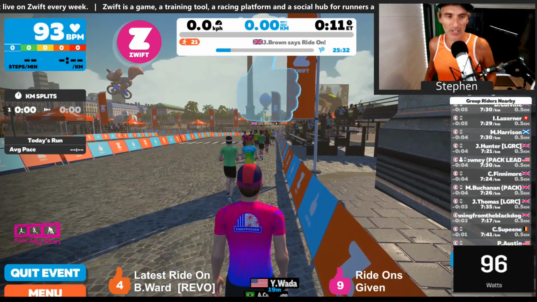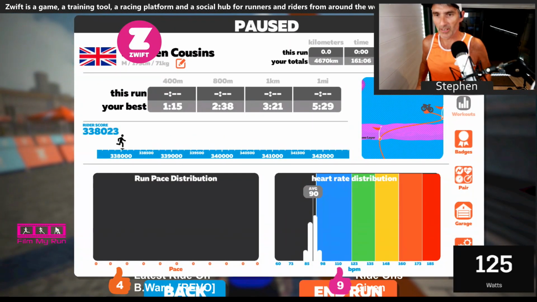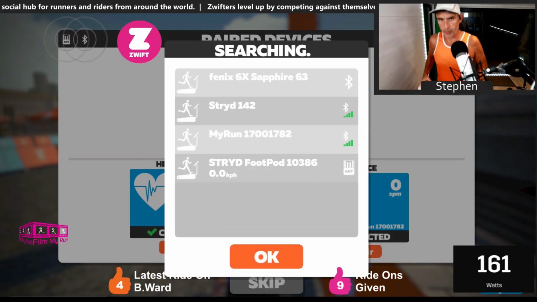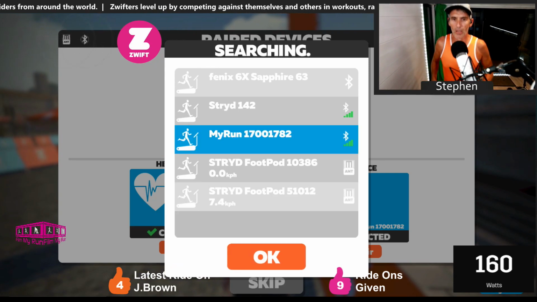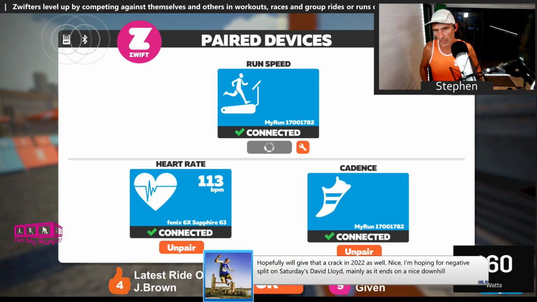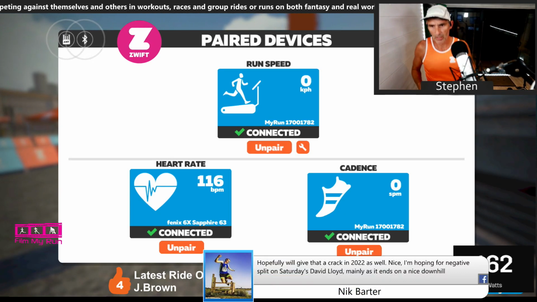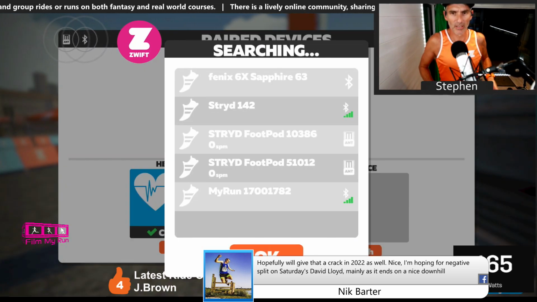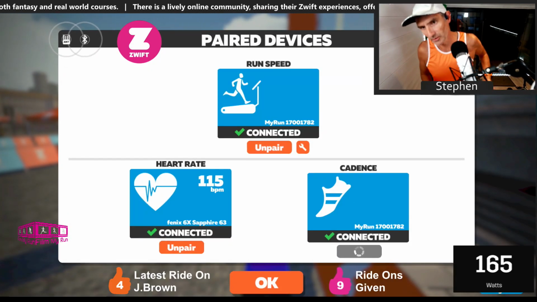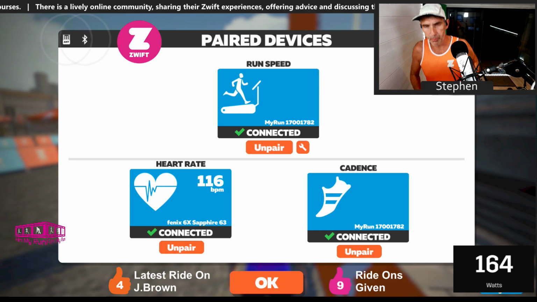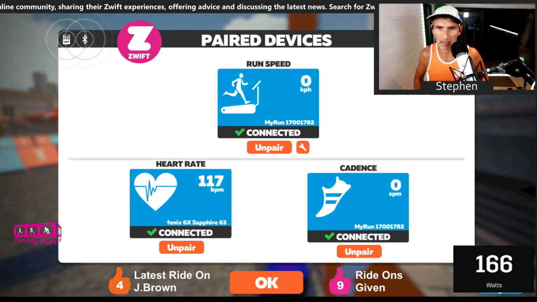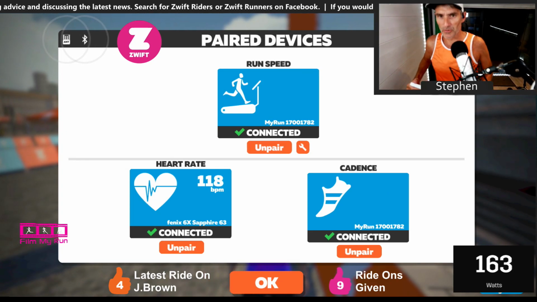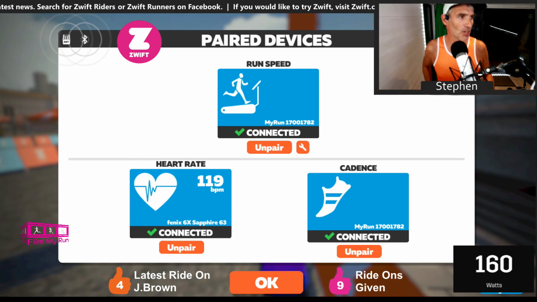This is really, really frustrating. Again. Starting to annoy me now. It says paired and there's nothing going on. Nothing going on. Please work. I refuse to go on the stride. I refuse. Right, I'm going to turn the treadmill off and turn it back on again.